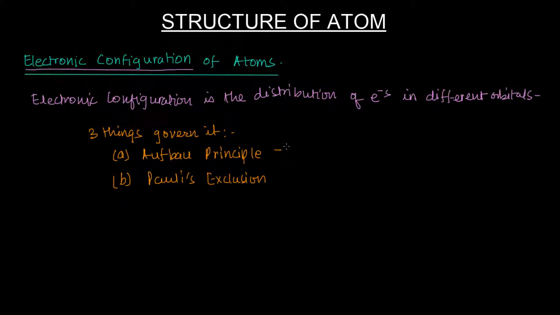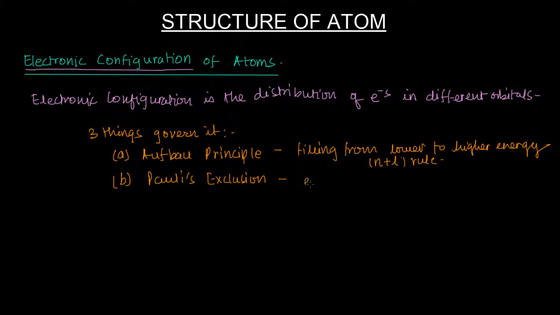What is Aufbau? Aufbau says that you have to fill up from lower to higher energy, right? And energy depends on n plus l, so filling from lower to higher energy, the n plus l rule. And Pauli's exclusion tells you that each orbital can hold a maximum of two electrons.